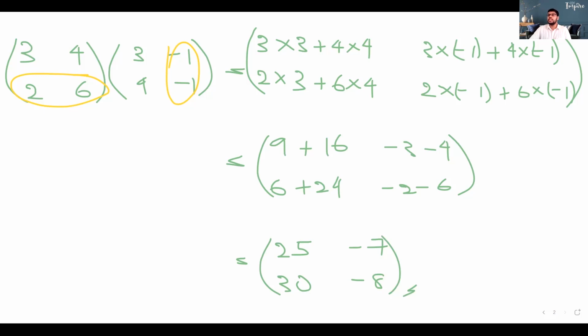Children, how many of you got this answer? Can I see? 3 children, 4 children, 5 children. Okay, very good. Good children. Excellent work. So this is the right answer. I'm happy that you all are comfortable with matrix multiplication. Children, let's go to the last question.